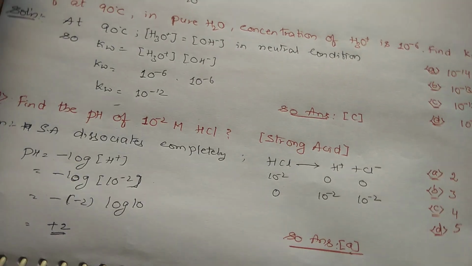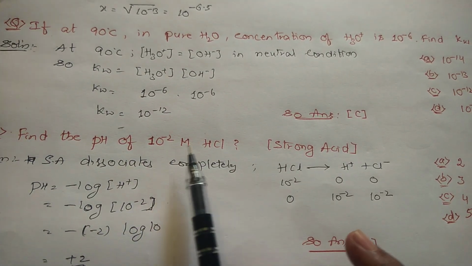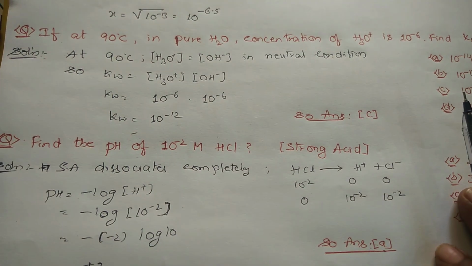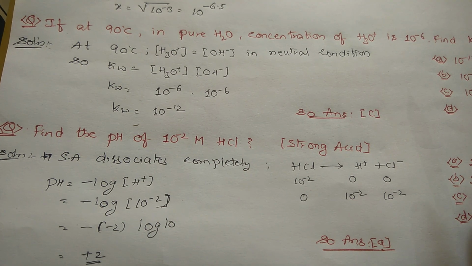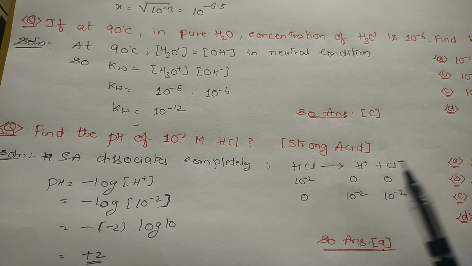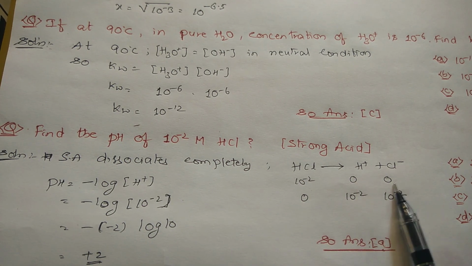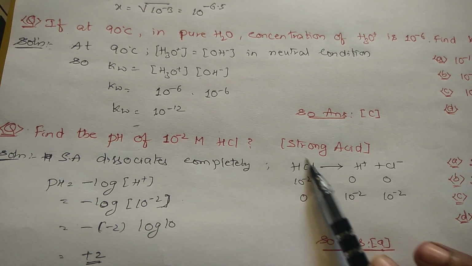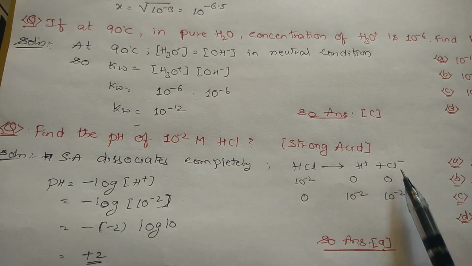Right? Another question. Find the pH of 10 power minus 2 molar HCl. See, first of all, whenever you see a question, find out whether it is a strong acid or weak acid. HCl is a strong acid. It gets dissociated into H plus and Cl minus. The concentration of HCl at the starting point is 10 power minus 2, so H plus will be 0 and Cl minus will be 0.